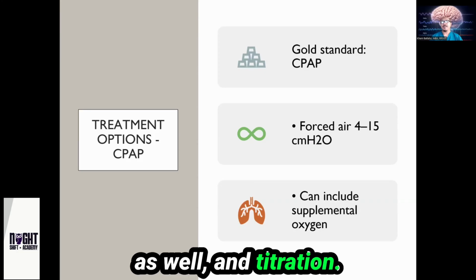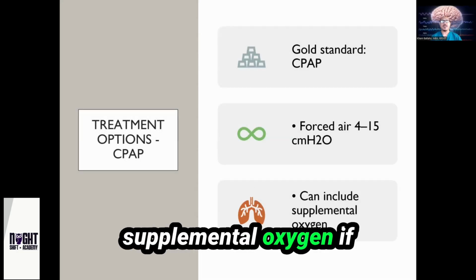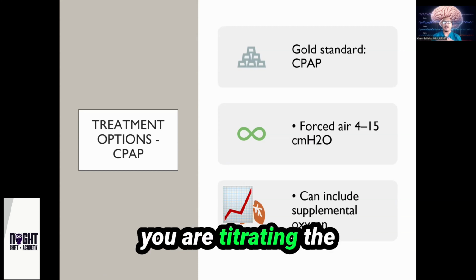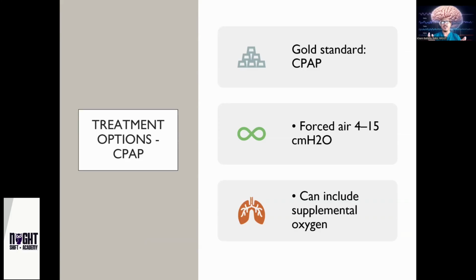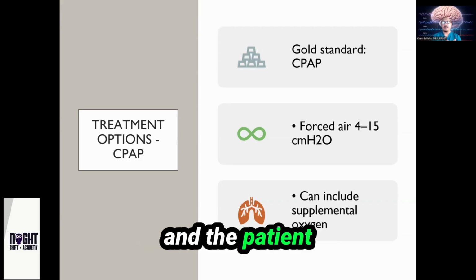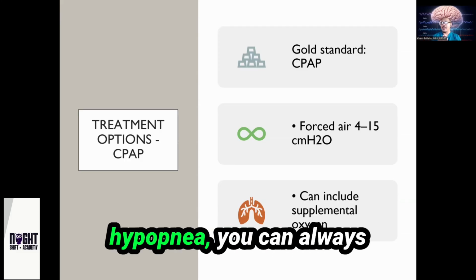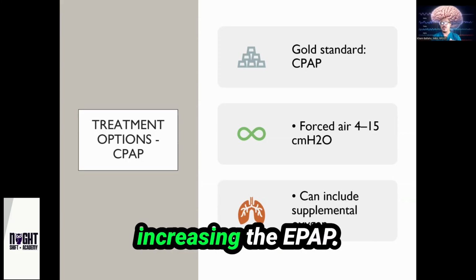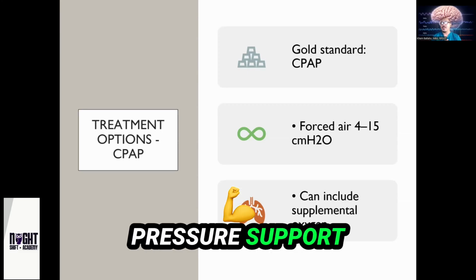And when titrating patients, you can't just apply supplemental oxygen if you haven't maximized the titration. For example, you are titrating the patient and now you are at 15/11, okay, on Bilevel titration, and the patient ends up with a hypopnea. And it's 3 in the morning, 4 in the morning, and you're having hypopneas. You can always increase the IPAP without increasing the EPAP. So you're technically increasing the pressure support.